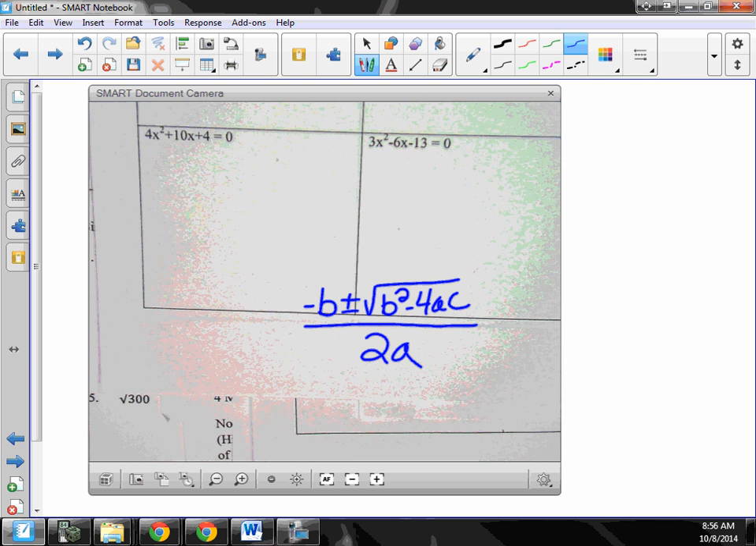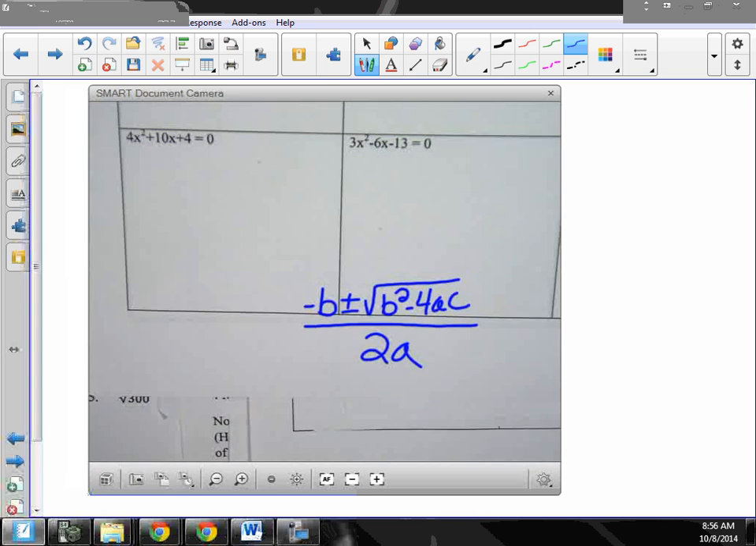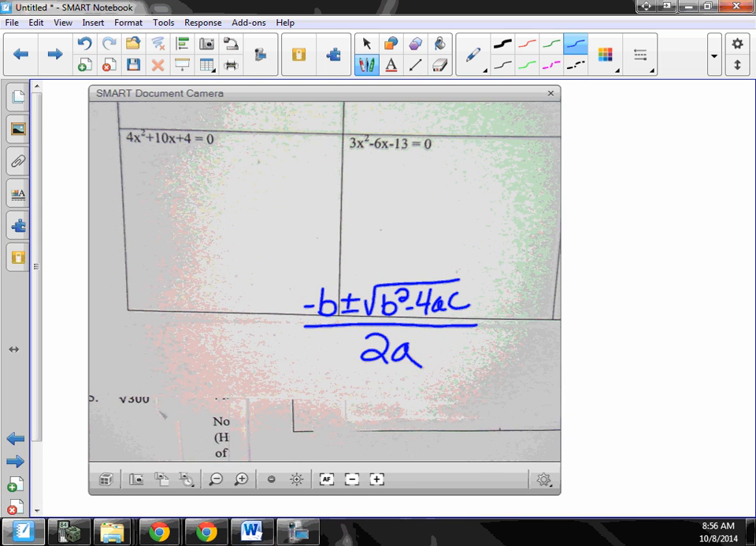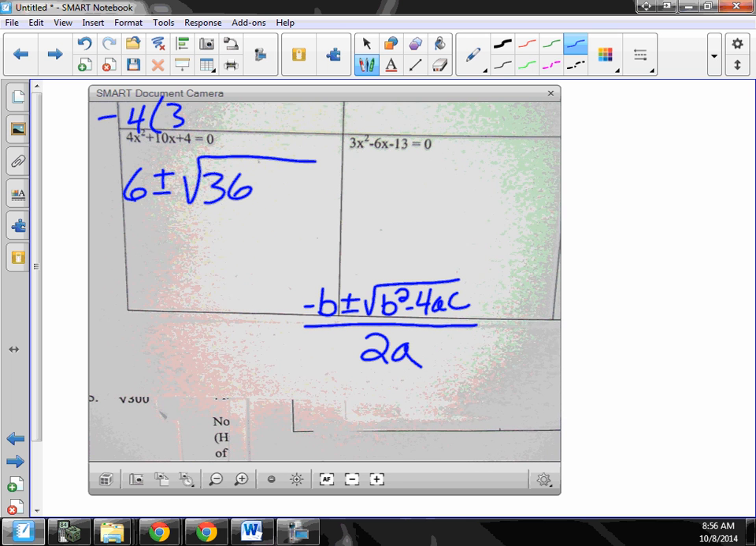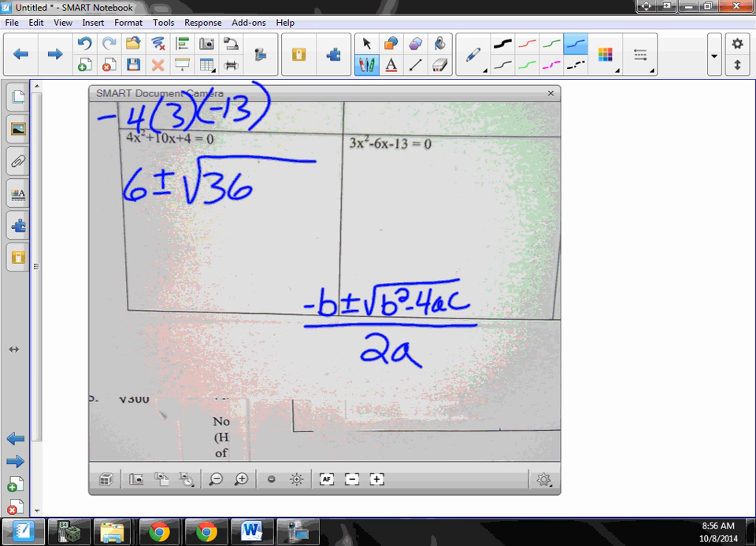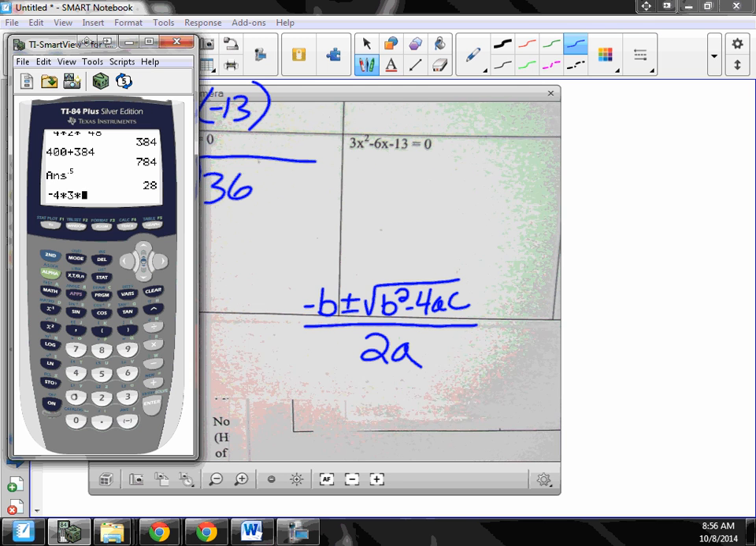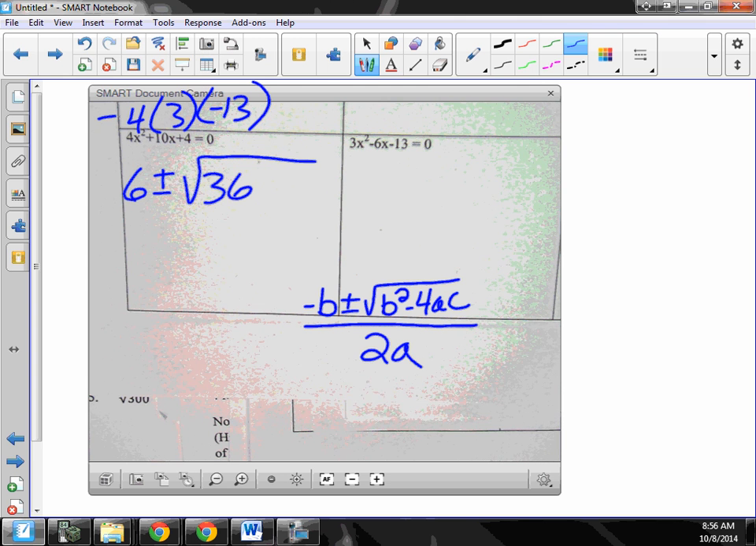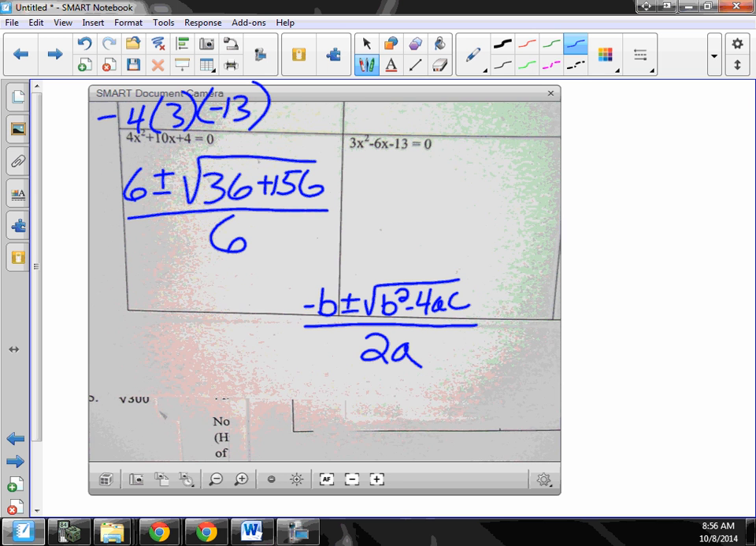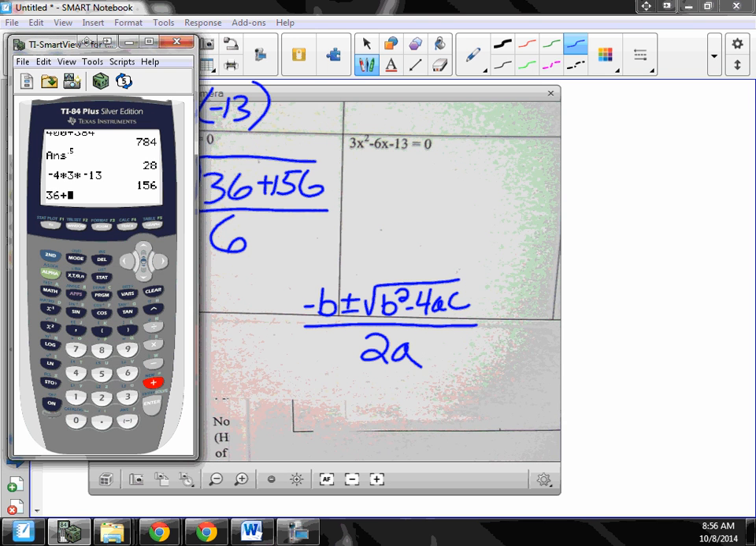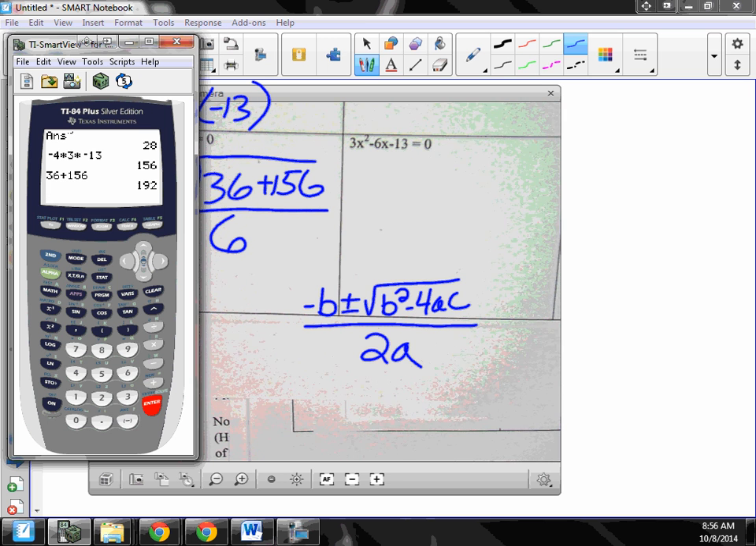All right, let's look at the next one. Can I divide anything out? No. So 6 plus or minus the square root of 36 minus 4 times 3 times negative 13. No idea what that is. Negative 4 times 3 times negative 13 is plus 156 over 6. All right. 36 plus 156 is 192. Is 192 a perfect square? 196 is actually 14 squared.